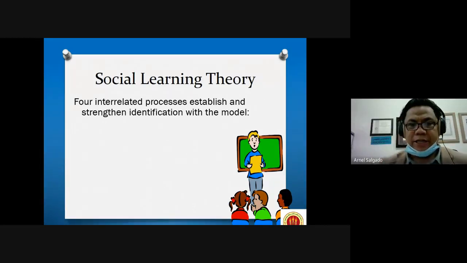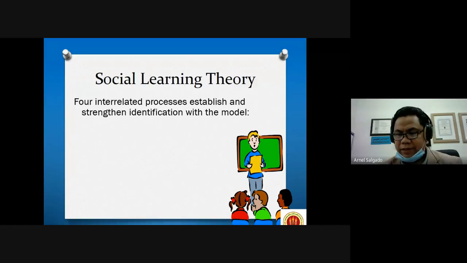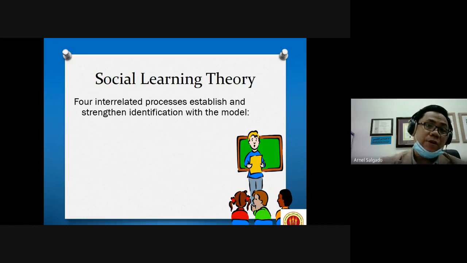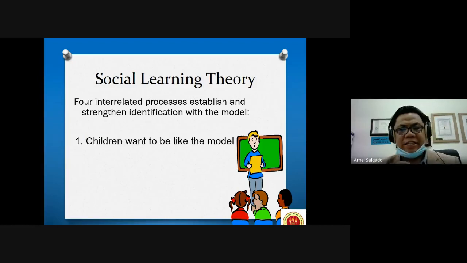In social learning theory, there are four interrelated processes that are established to strengthen the identification with the model. You see, you have to identify with the teacher, right? Sometimes, when I was teaching students in the psychiatric ward, I always say this: expect that your patient will own you. Likewise, a student in the classroom will own you. You see? They're always looking after you. They're looking up to you. They are always identifying with you. Okay? So these are the steps, no?